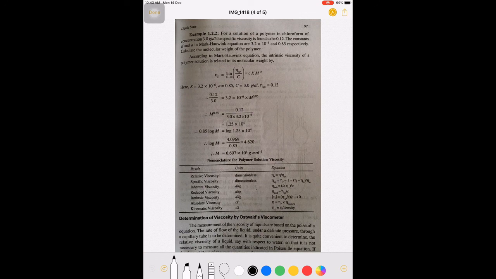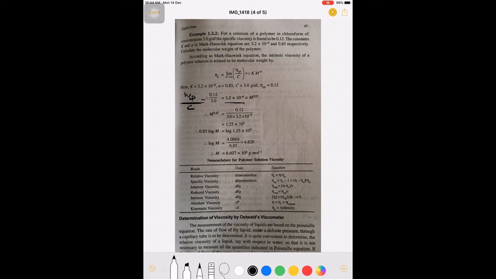So this is the eta Sp upon the concentration. Eta Sp upon the concentration term is nothing but reduced viscosity. So it gives the value 3. So by putting this value, eta Sp upon C, 0.12 divided by 3, it is 3.2 into 10 raised to minus 6.